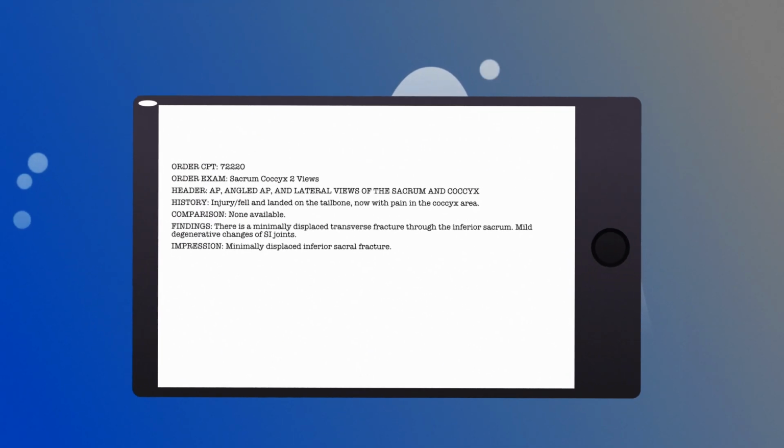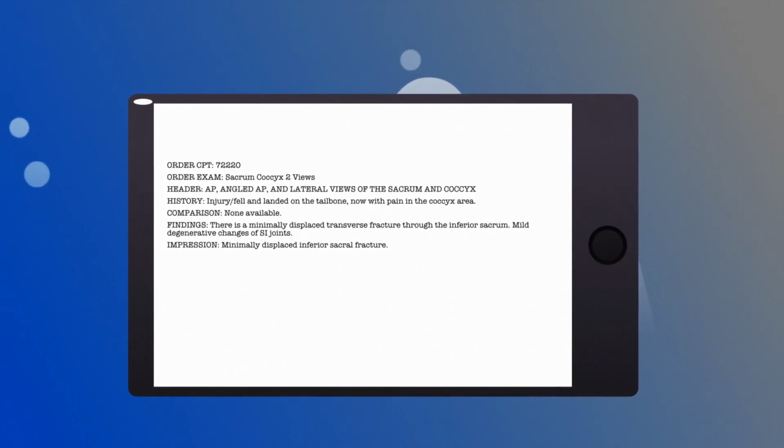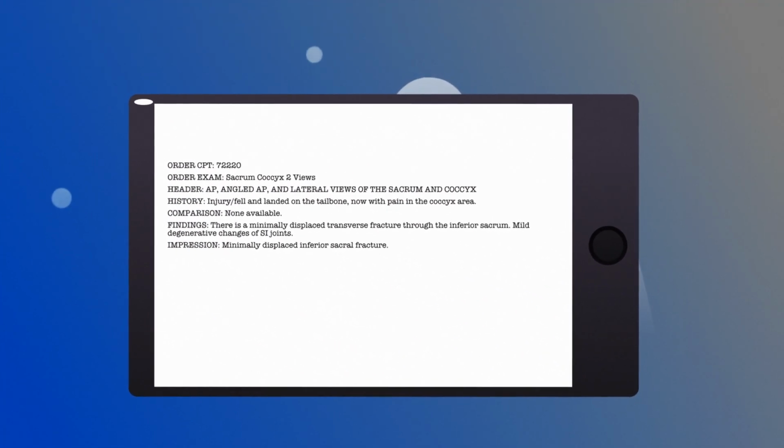Radiology report. Order exam: sacrum coccyx 2 views. Header: AP, angled AP, and lateral views of the sacrum and coccyx. History: injury, fell and landed on the tailbone, now with pain in the coccyx area. Comparison: none available. Findings: there is a minimally displaced transverse fracture through the inferior sacrum. Mild degenerative changes of SI joints. Impression: minimally displaced inferior sacral fracture.